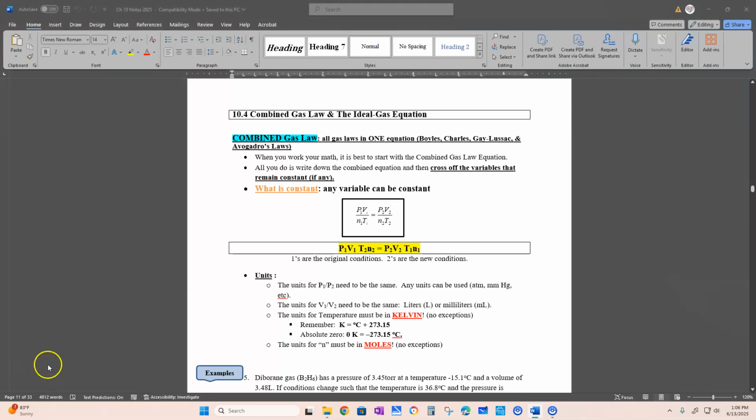All right, welcome back, AP. We have 10.4. We have two additional gas laws we're going to learn in this video. One is called the combined gas law, and the other one is the ideal gas law. Let's start with the combined gas law.